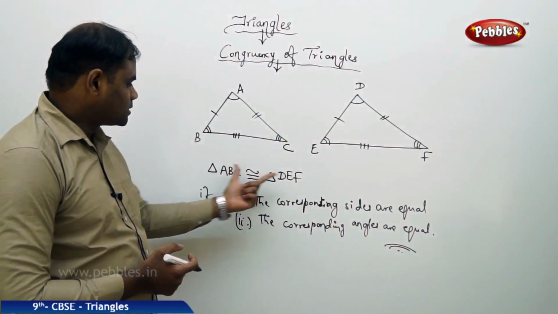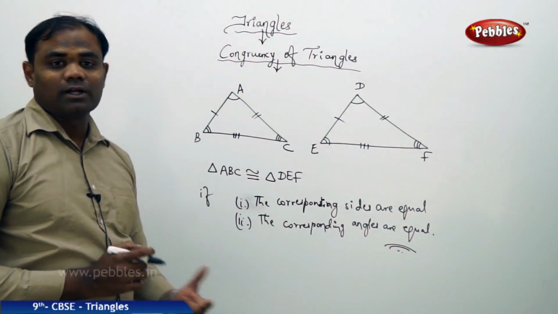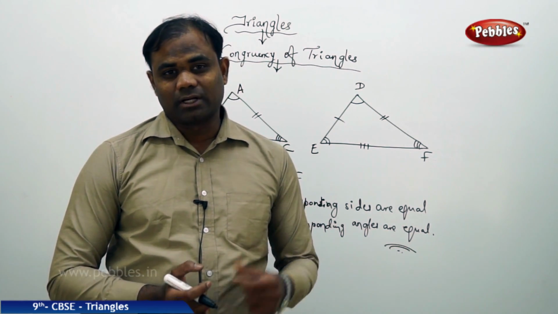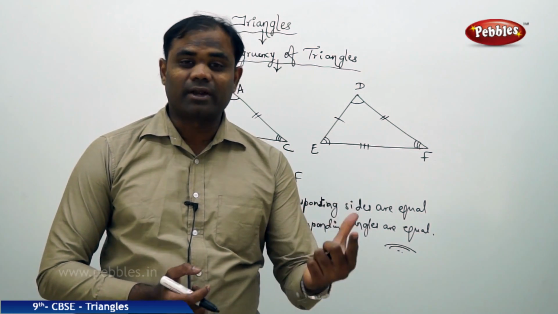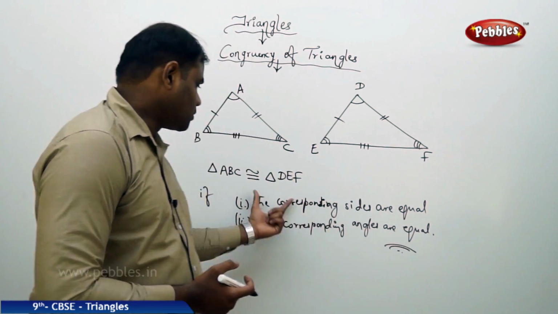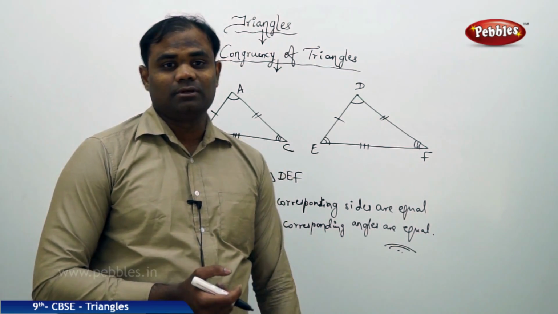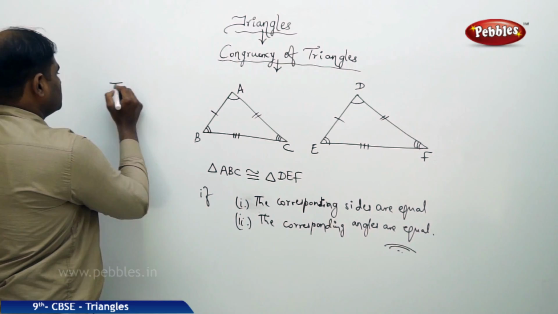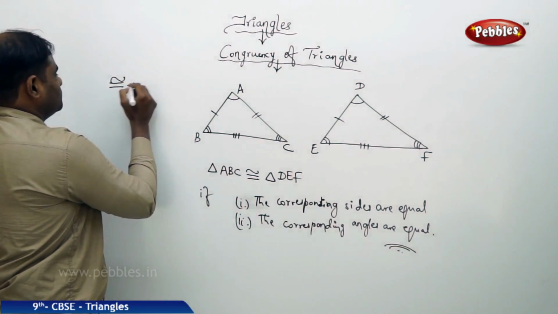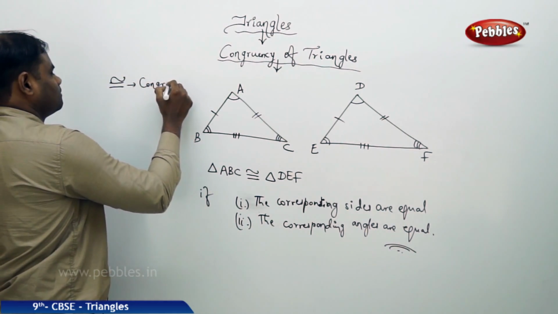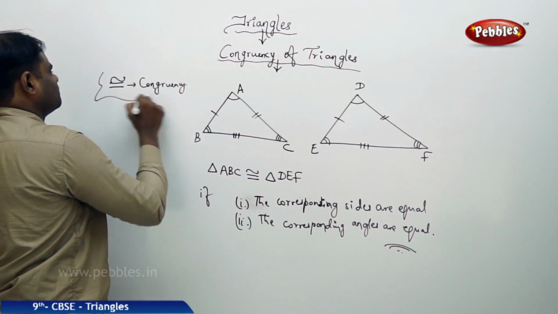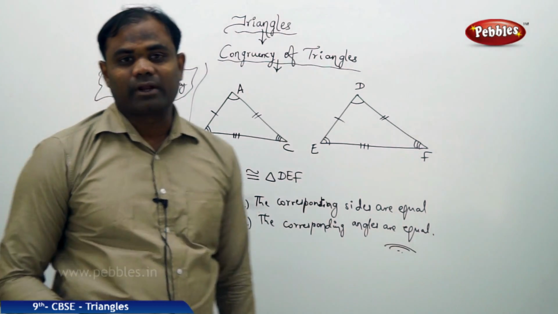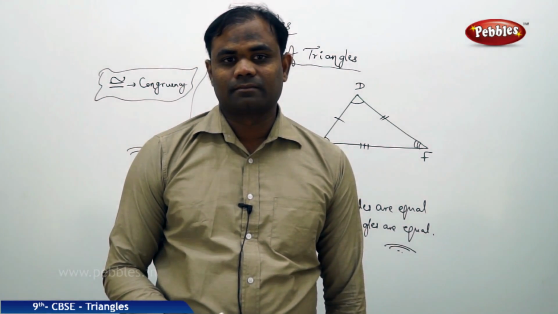So the two triangles are congruent under these two conditions. Congruency of two triangles is based on corresponding sides of the two triangles being equal and the corresponding angles of the two triangles being equal. Congruency is defined through the symbol. This is how we understand the two triangles congruent.